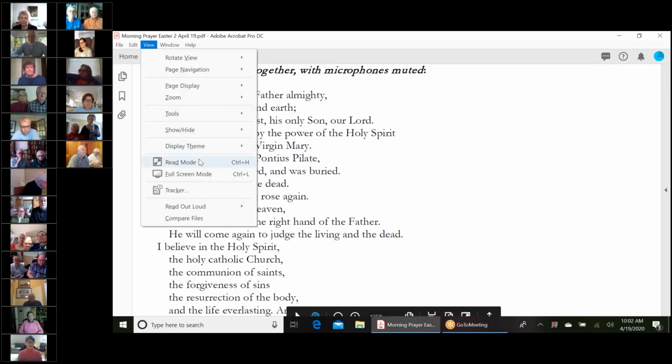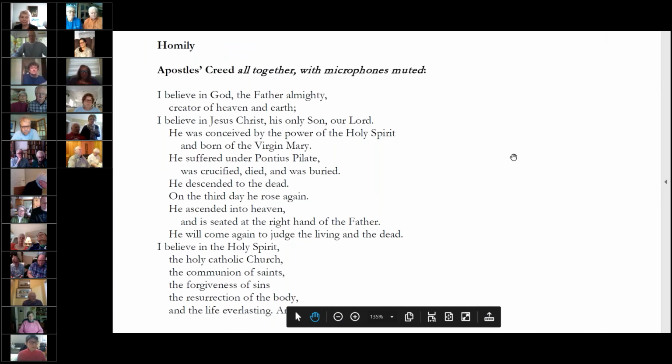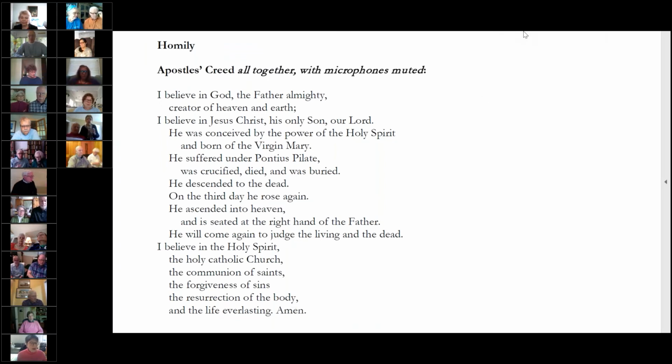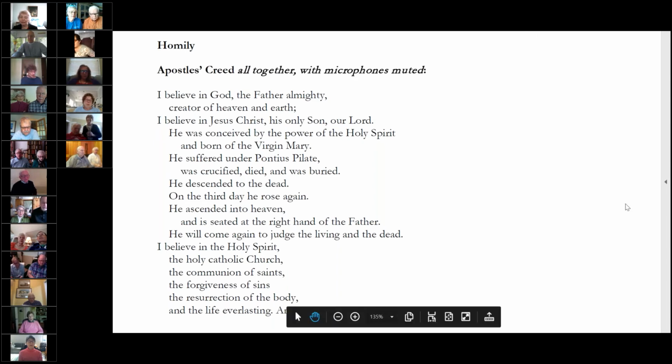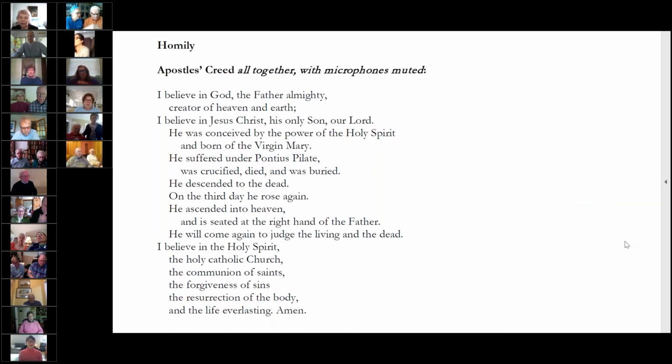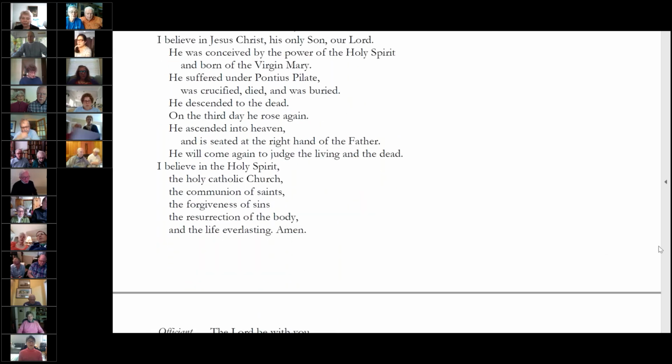So, continuing with our microphones muted, the Apostles' Creed. I believe in God, the Father Almighty, creator of heaven and earth. I believe in Jesus Christ, his only Son, our Lord, who was conceived by the power of the Holy Spirit and born of the Virgin Mary. He suffered under Pontius Pilate, was crucified, died, and was buried. He descended to the dead. On the third day, he rose again. He ascended into heaven and is seated at the right hand of the Father. He will come again to judge the living and the dead. I believe in the Holy Spirit, the Holy Catholic Church, the communion of saints, the forgiveness of sins, the resurrection of the body, and the life everlasting. Amen.